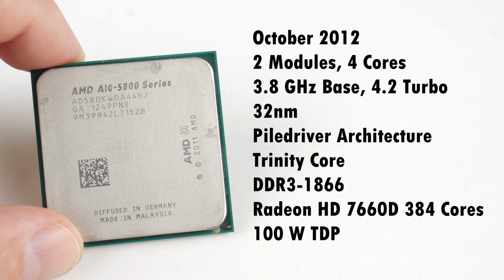We have a DDR3 1866 memory controller, but this being a K-series processor, it is fully unlocked, so I was able to use faster 2133 MHz DDR3 memory. In terms of graphics, we've got a Radeon HD 7660D. This is a DirectX 11 GPU with 384 cores.